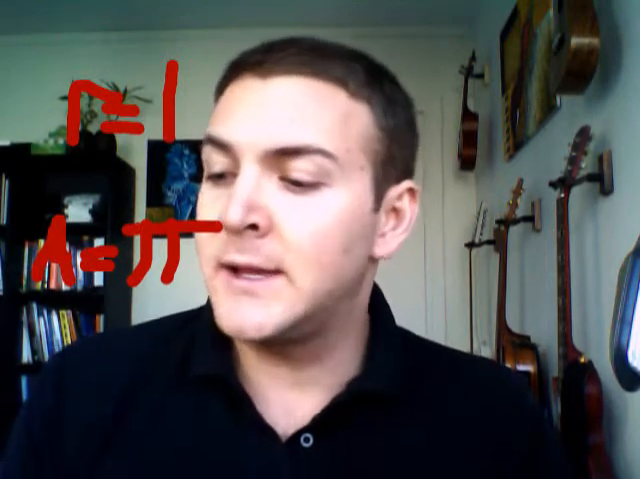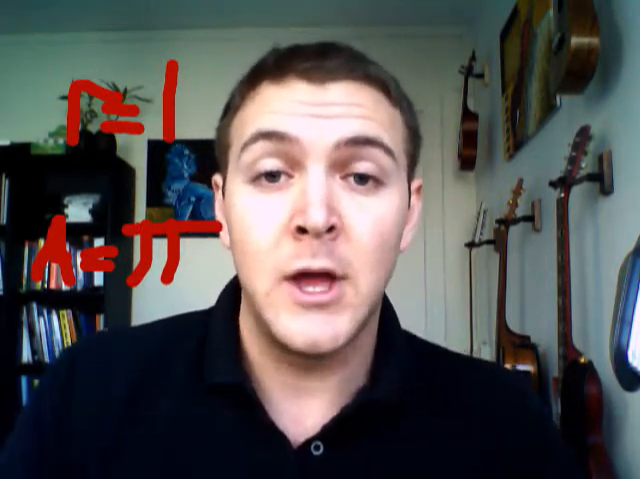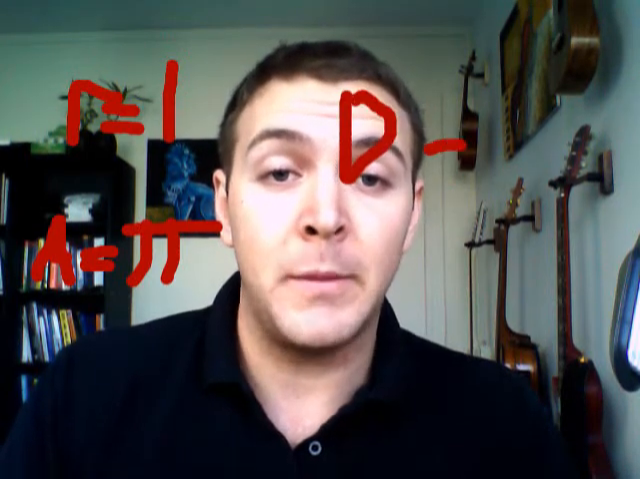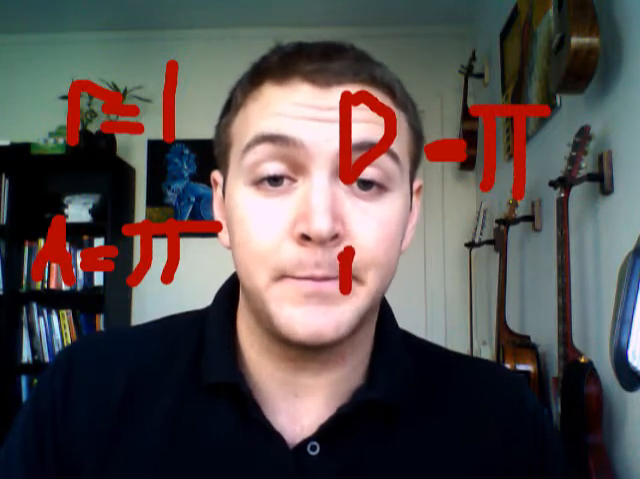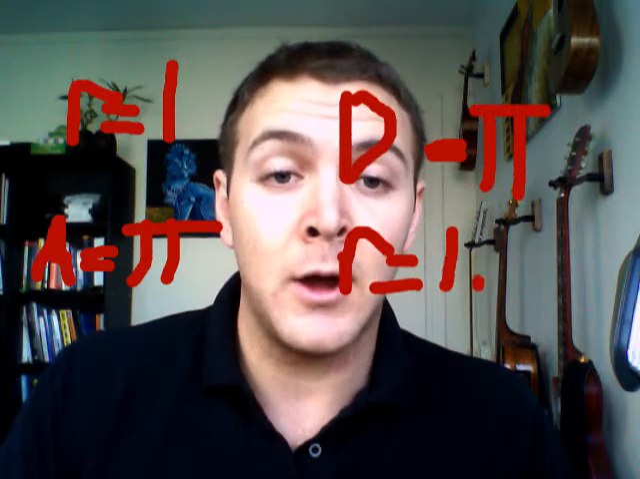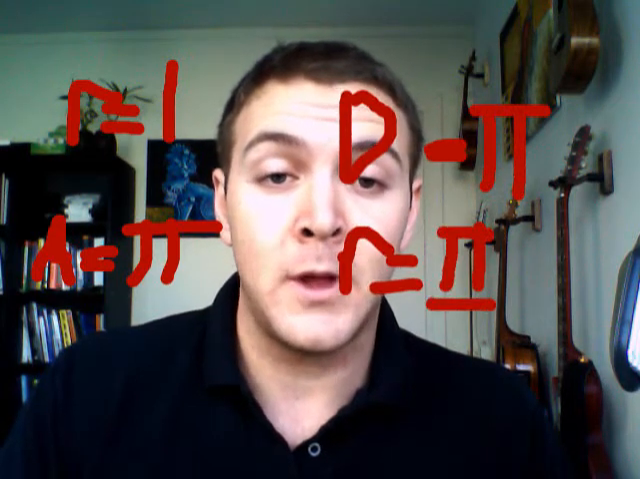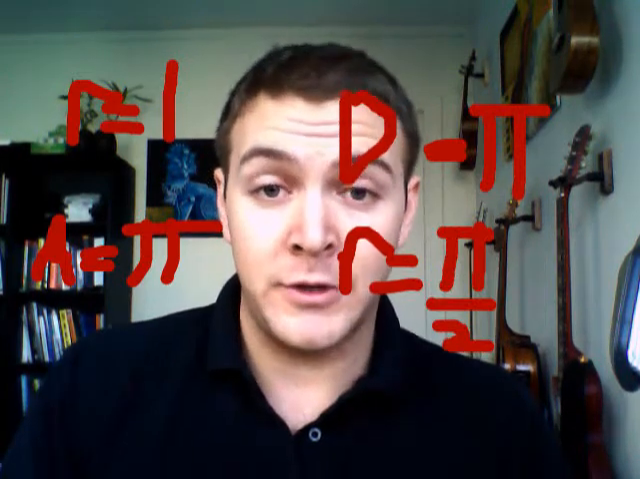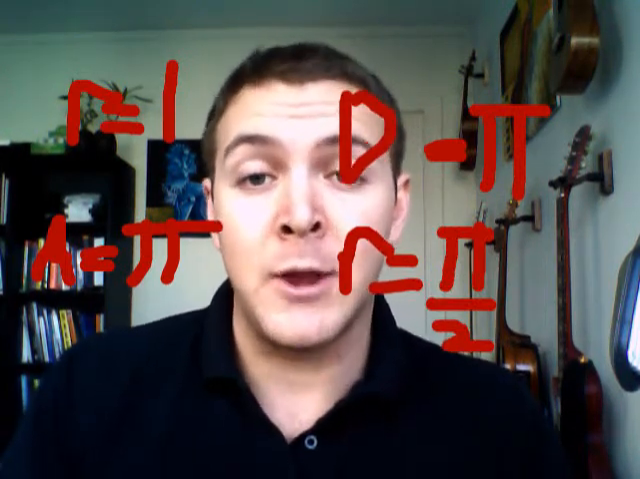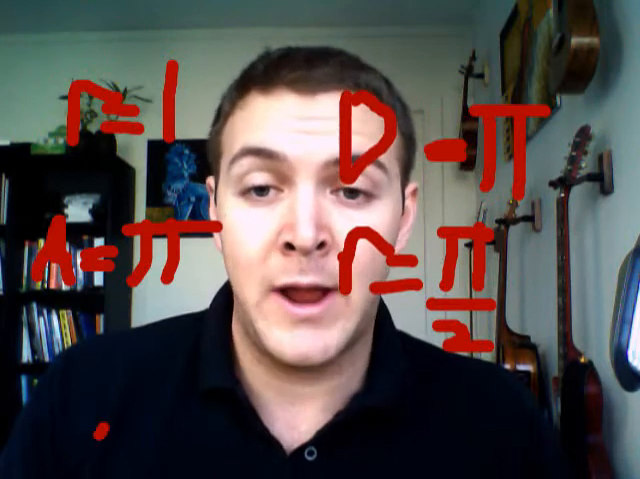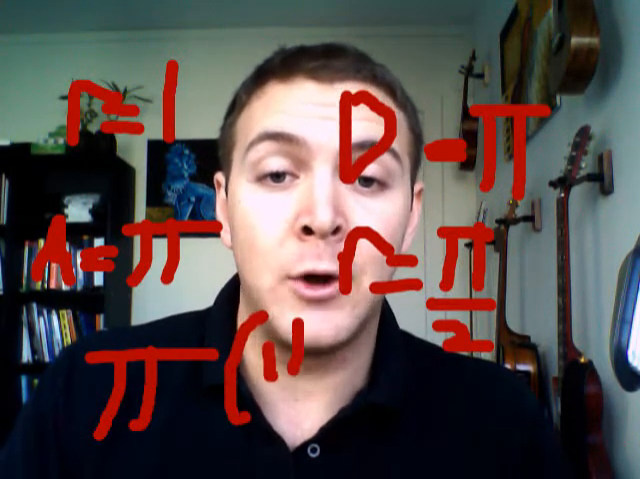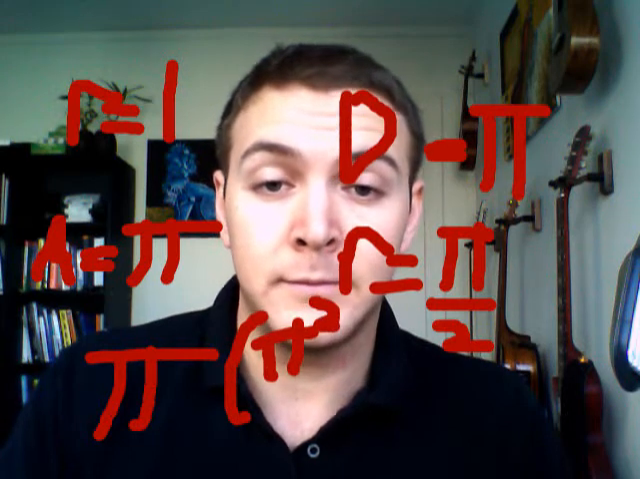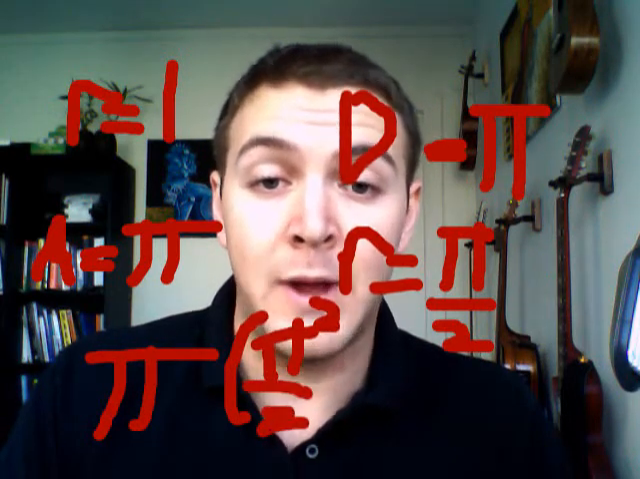Now, what it tells us is that the diameter of the other circle is equal to the area of this circle. So, diameter of the big circle is pi. That means that the radius is pi over 2. All right, so if the radius is pi over 2, then what we have to do is find the area. And remember, it's pi r squared. So it's pi times pi over 2 squared.